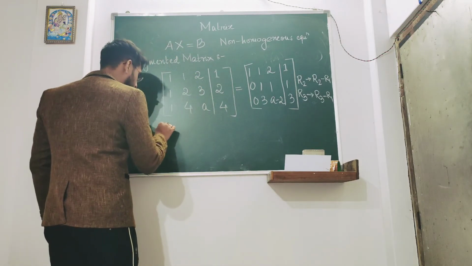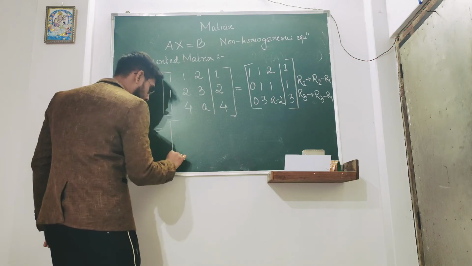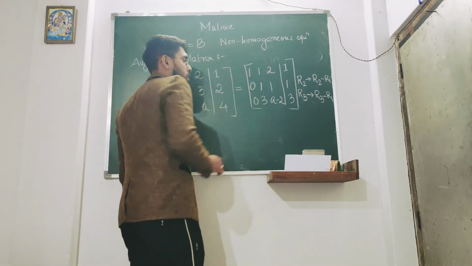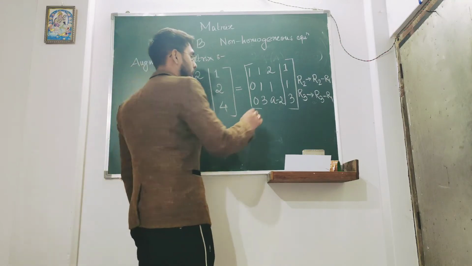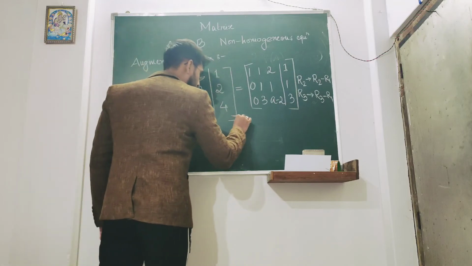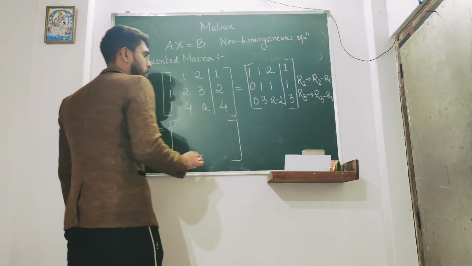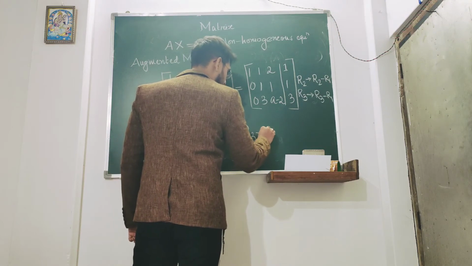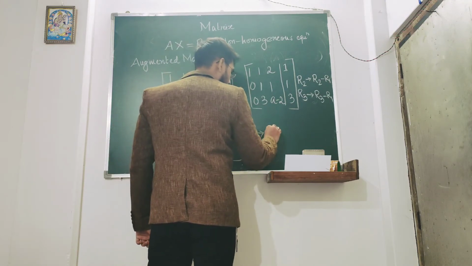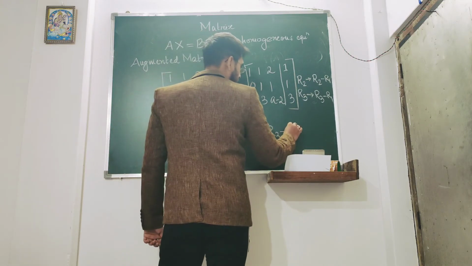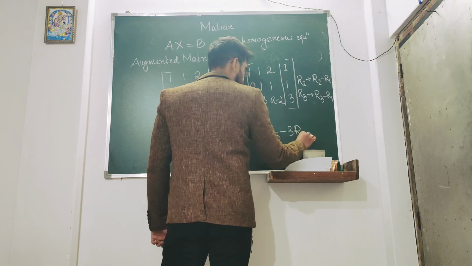So the next one will be given as, now see how the second change is made. Now see, the first set of zeros have already come. Now we are going to make this one 0, and in order to make this one 0, we are going to introduce another operation. The operation will be done with R3, right? So we are going to say that R3 will be equal to R3 minus 3 into R2.